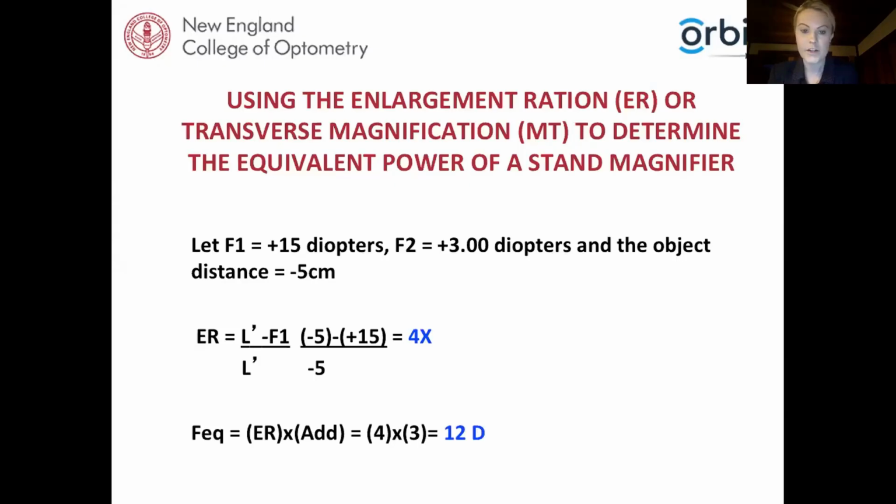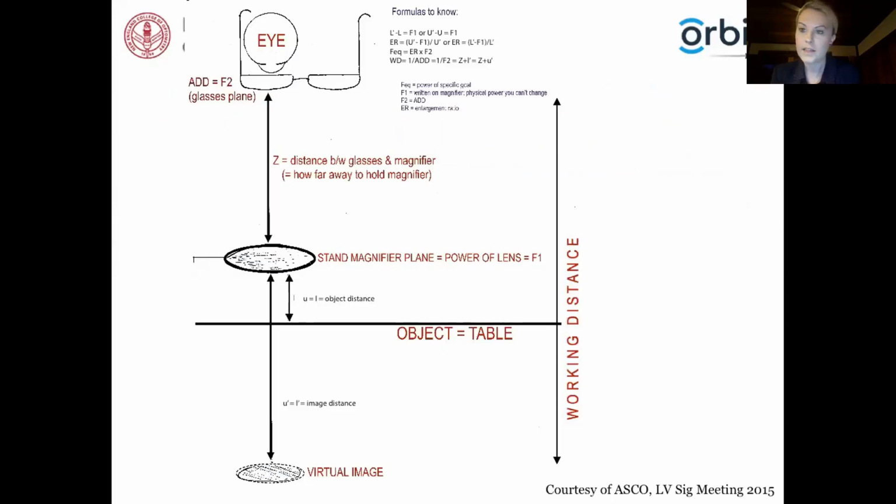Once we have the enlargement ratio, we then can consider our near addition. In this case, we have a near addition of 3 diopters we'd like to prescribe, and then the combination together provides an equivalent power of 12 diopters. Now, a point I do want to go over here is that when we're prescribing a near addition, we can really be creative with our stand magnifiers because we can split the amount of magnification we're prescribing in the spectacle plane versus in the stand magnifier itself. And we can really play with those numbers quite a bit, depending on the patient's needs.